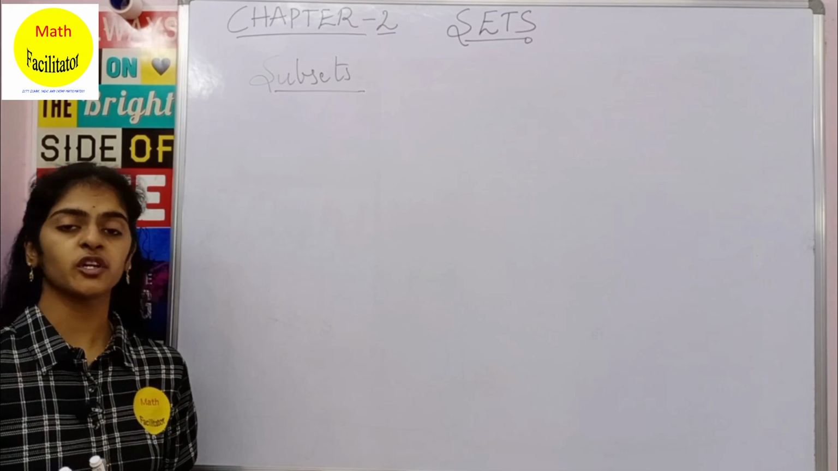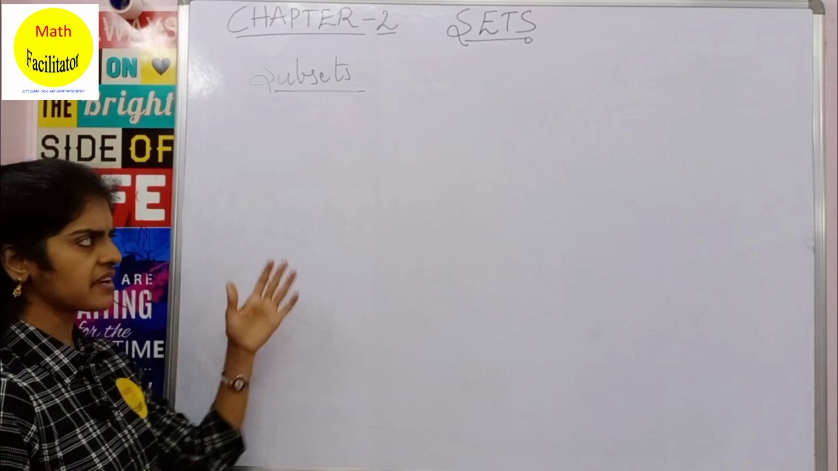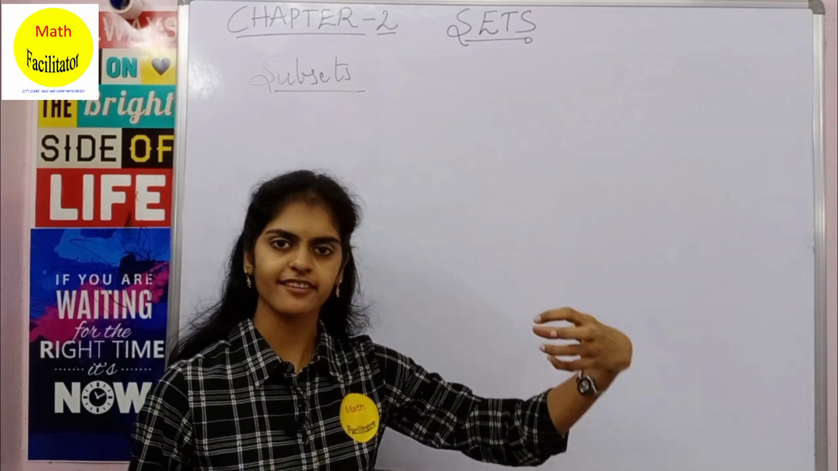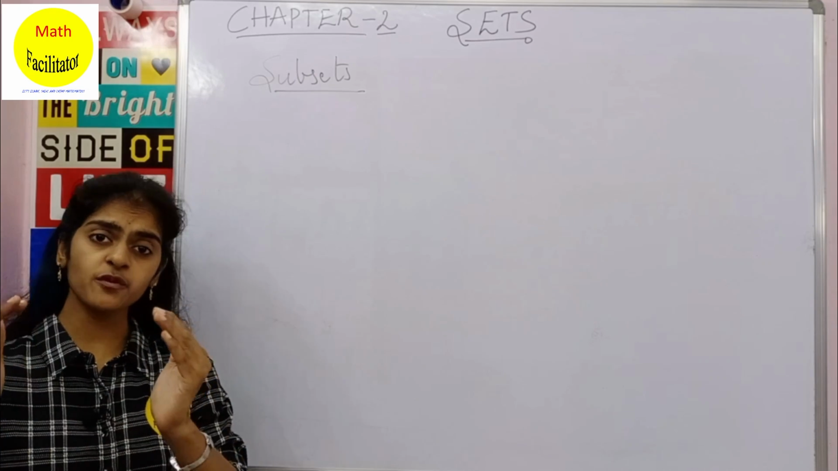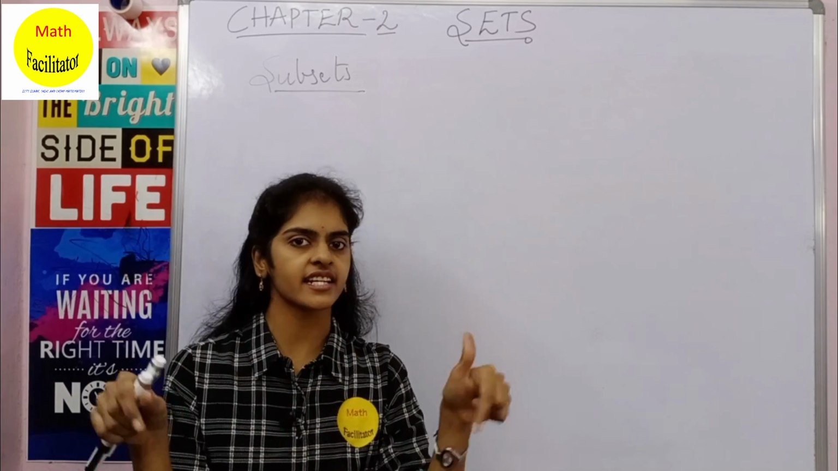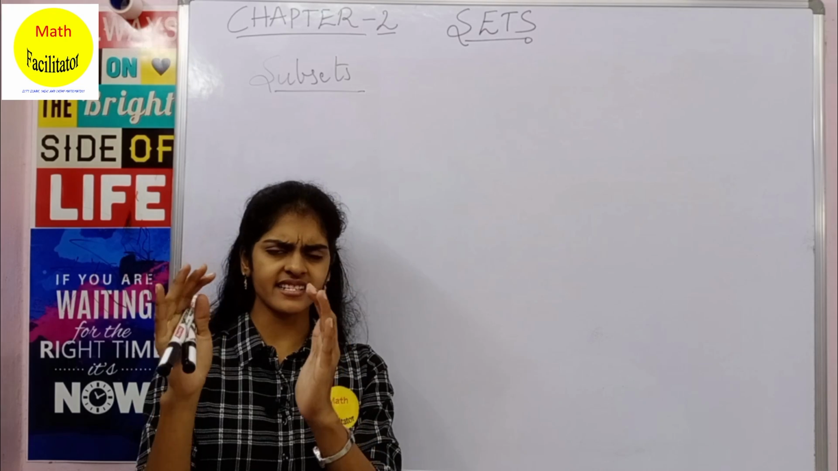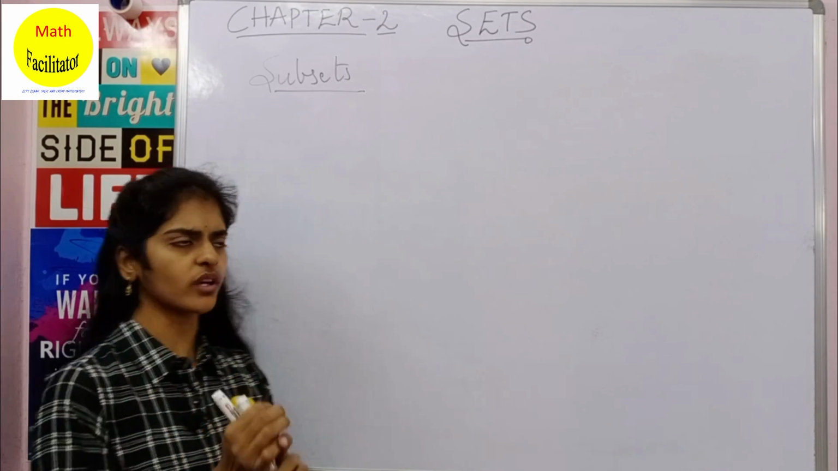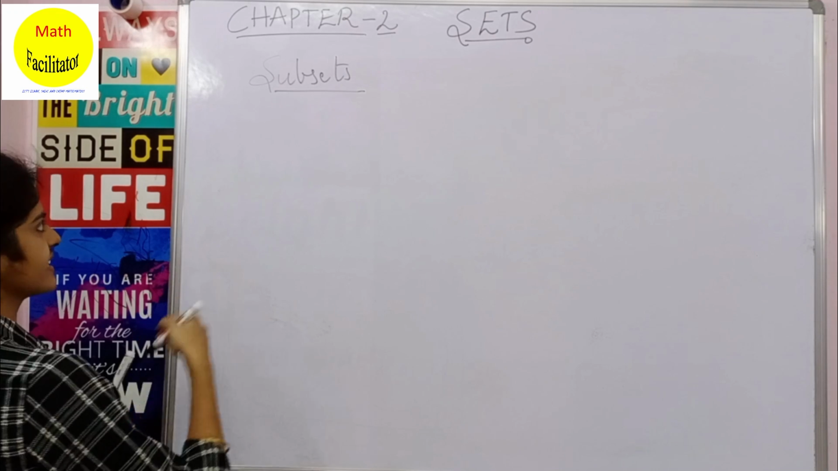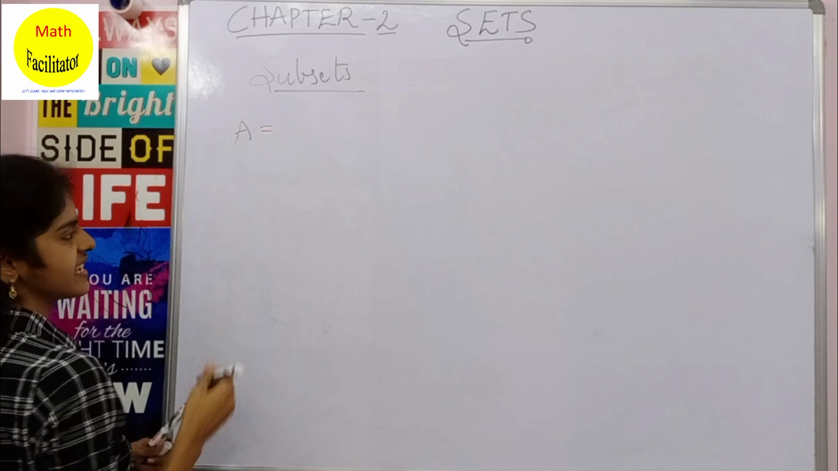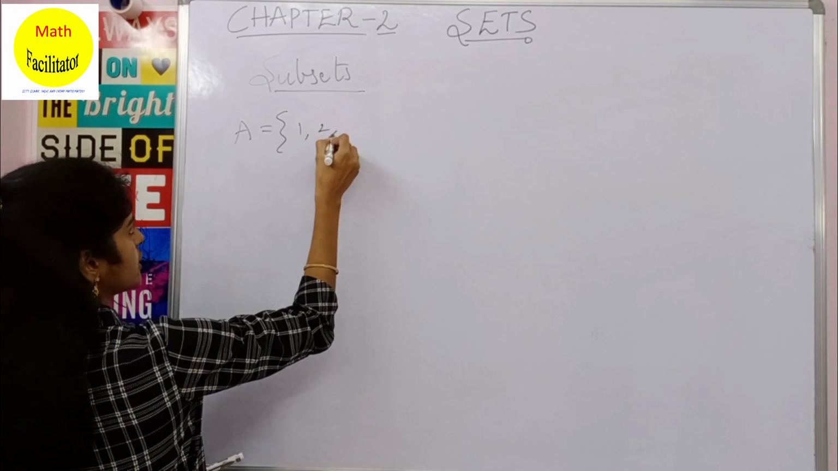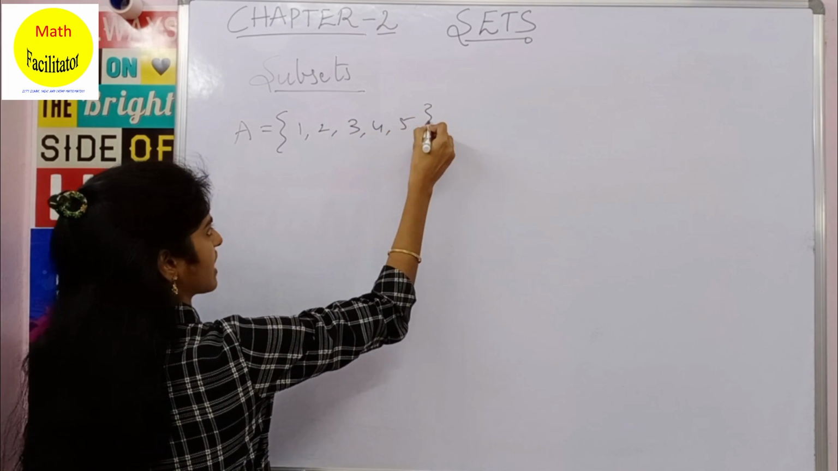Now let us learn about subsets. In the previous example you have seen that in school you have classrooms, staff room, etc. So a classroom is a subset of the entire school. It is a part of the school. A subset is nothing but a part. Now let us take another example. Suppose A is a set, and A contains elements say 1, 2, 3, 4, 5.